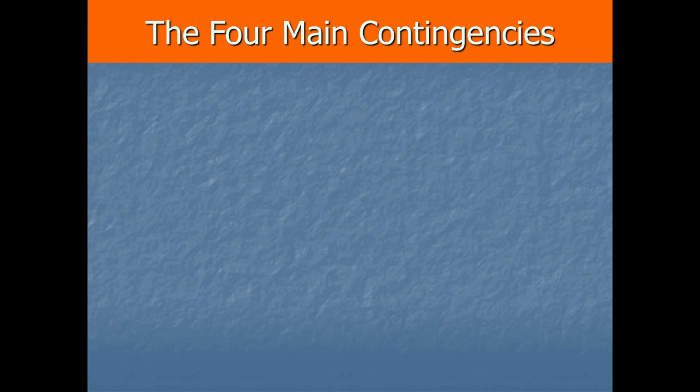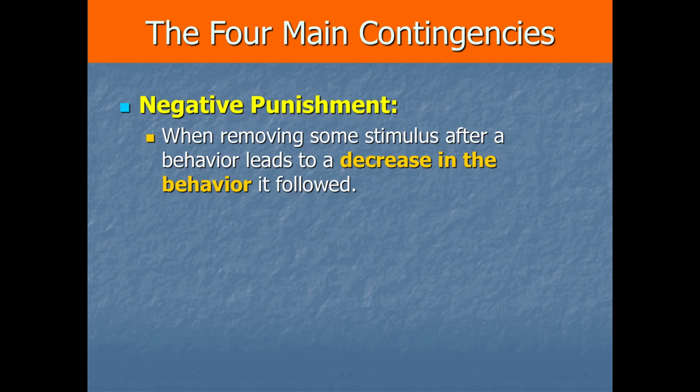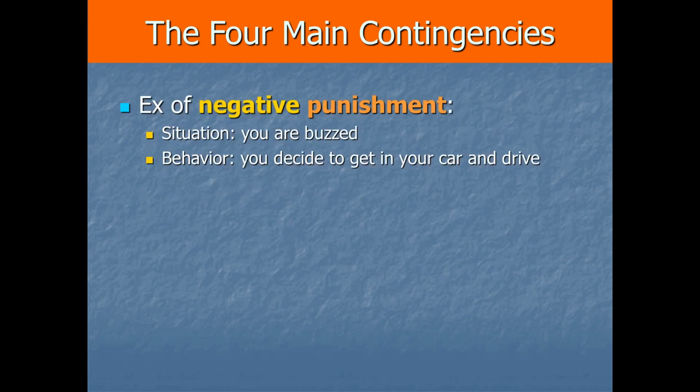Finally, sometimes removing a stimulus, like removing something you enjoy and like after the behavior, makes that behavior less likely in the future. So we call that one negative punishment. When removing some stimulus after a behavior leads to a decrease in the behavior it followed. So an example of negative punishment might be what happens if you drive drunk. The situation or context is that you're buzzed and the behavior in question is getting in your car and driving. So drunk driving behavior. Now, what might be the result here?